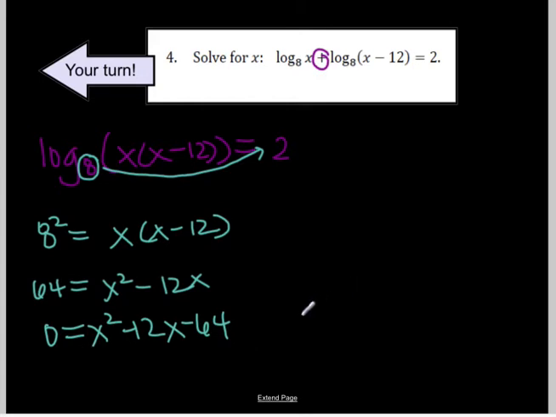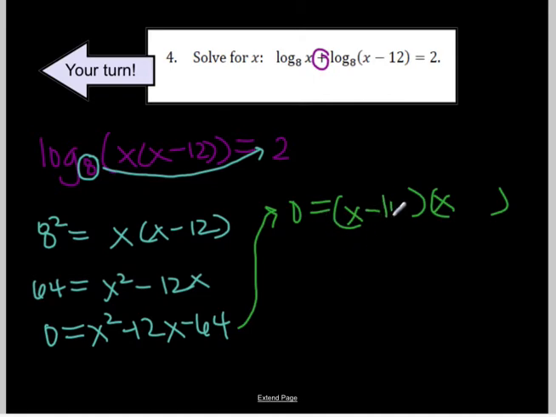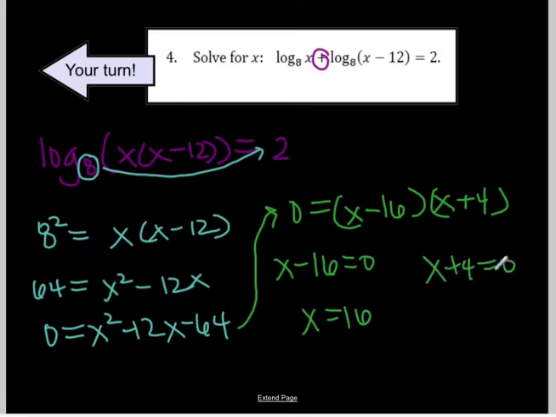And now I need to factor. So 0 is equal to what multiplies to negative 64 but adds to negative 12? That one might be a little bit trickier, but negative 16 and positive 4 multiplies to negative 64 but adds to negative 12. Then I set each one equal to 0. So x is equal to 16. x is equal to negative 4. Once again, there is just an x, and if I plug in negative 4, you can't take the log of it. So this one does not work, but x equals 16 does.